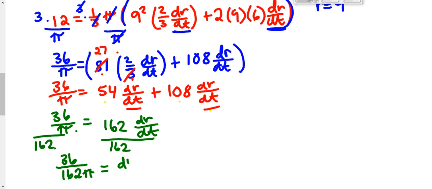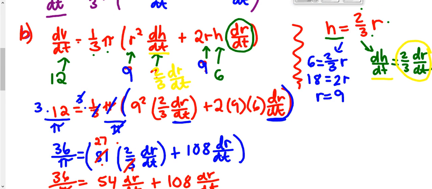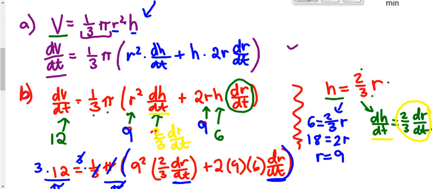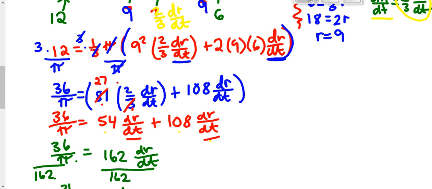So there's dr dt. Let's double check, make sure we've done everything we need to do. Dr dt, we plugged in h. Oh, the last thing. Be careful here. Our units. Right now we're in meters, so we need to multiply our answer by 100.